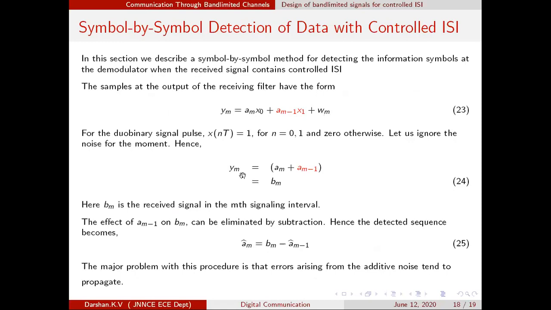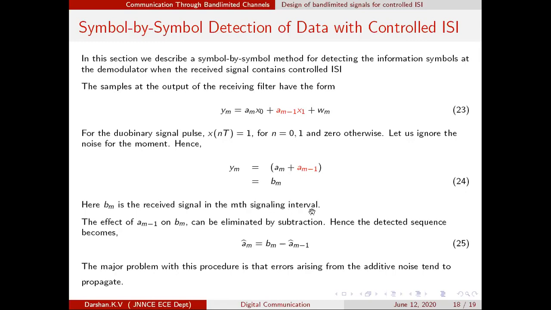So what are we having? Ym is equal to am plus am minus 1. For the sake of convenience, we will call the summation of these two terms bm. So what essentially is bm? Bm is the received signal at the mth signaling interval.